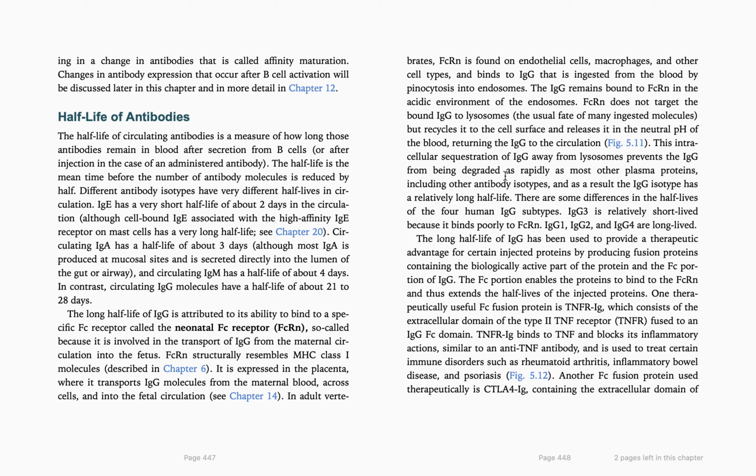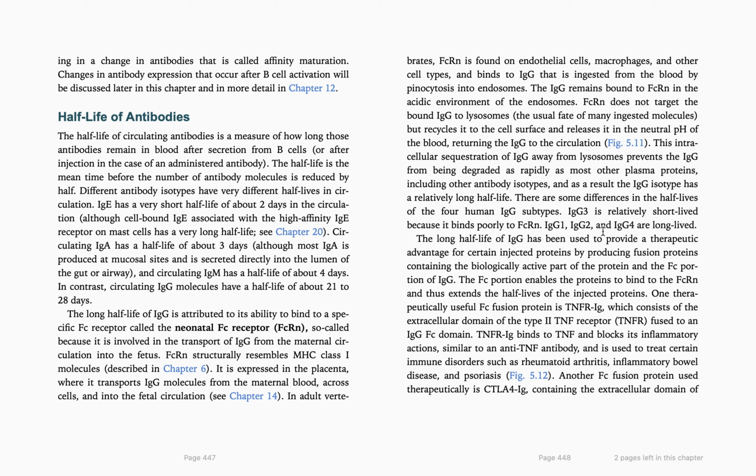The intracellular sequestration of IgG away from lysosomes prevents IgG from being degraded as rapidly as most other plasma proteins, including other antibody isotypes, and as a result the IgG isotype has a relatively long half-life. There are some differences in the half-lives of the 4 human IgG subtypes. IgG3 is relatively short-lived because it binds poorly to FcRn.